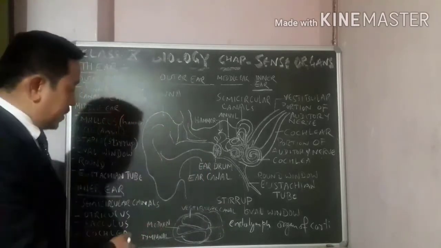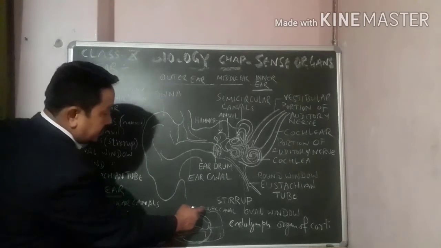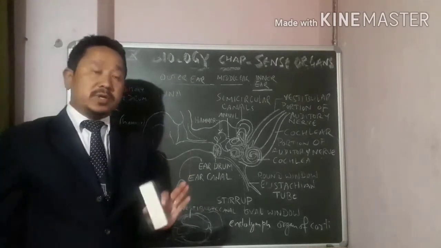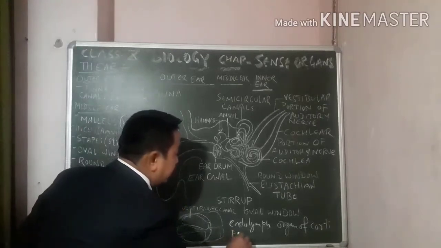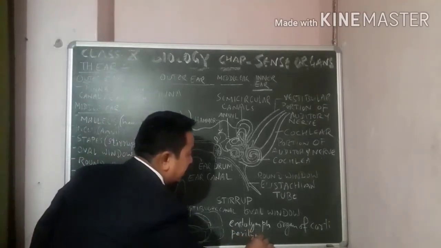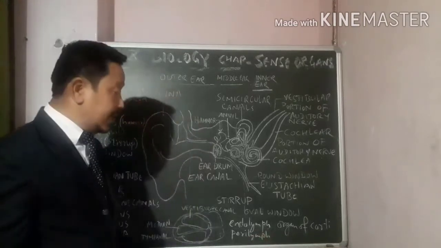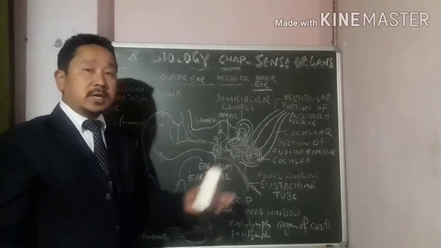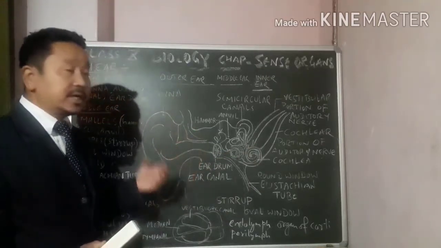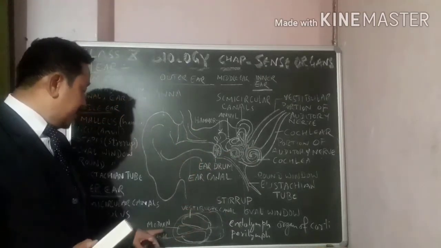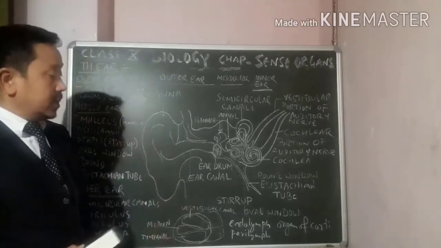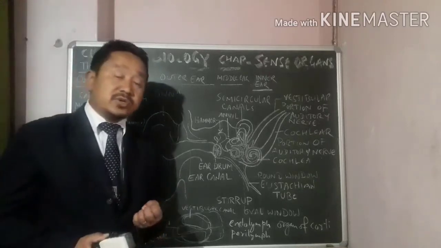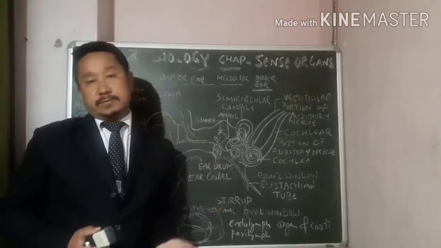Okay, and the other two canals you see, the vestibular canal and the tympanal canal, contain the other fluid substance called perilymph. P-E-R-I-L-Y-M-P-H, perilymph. Okay, so this is how the cochlear canals have been named differently: vestibular, median, and tympanal. And especially your median canal contains a lot of sensory cells meant for hearing.